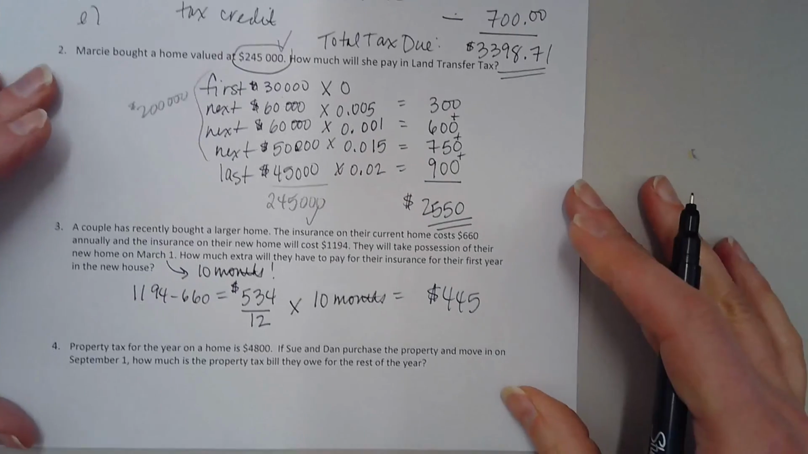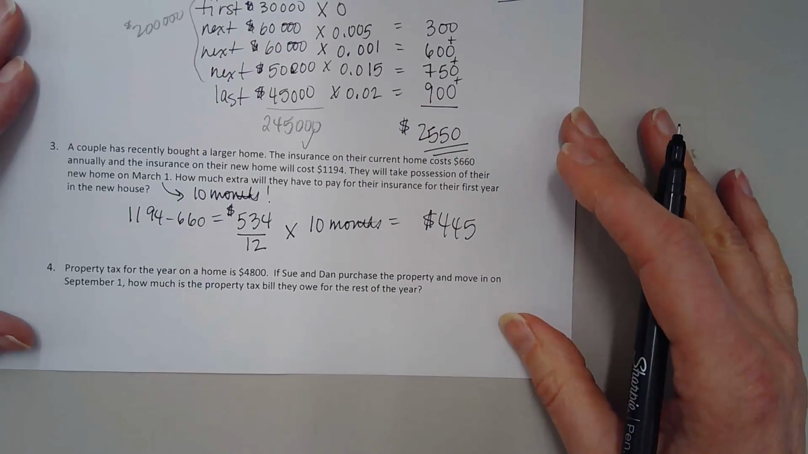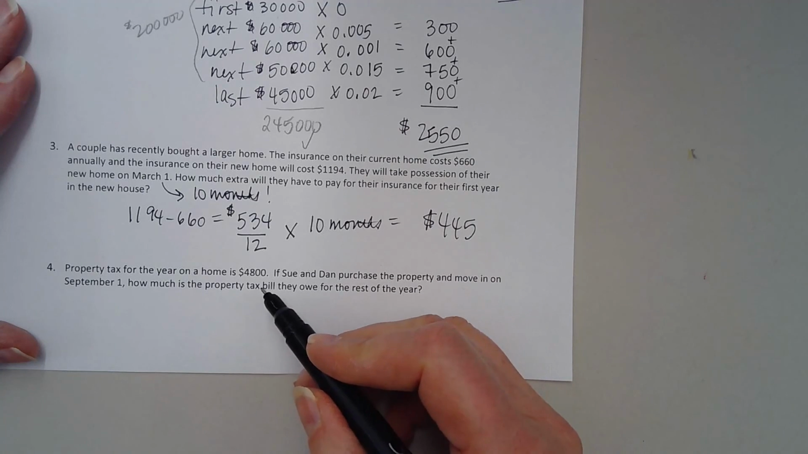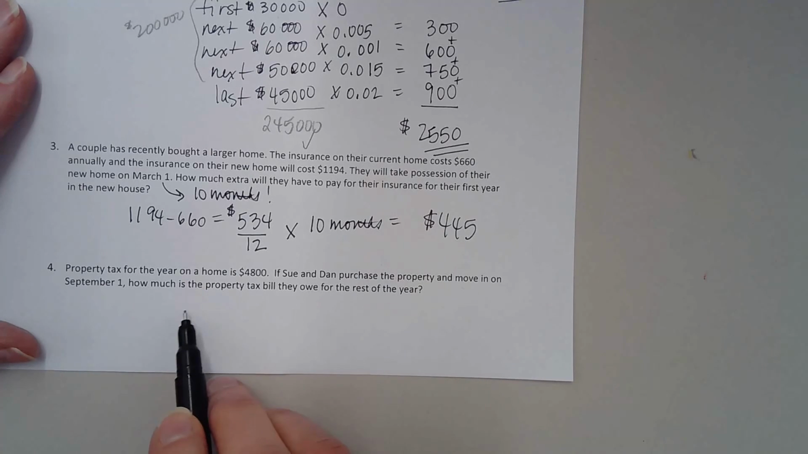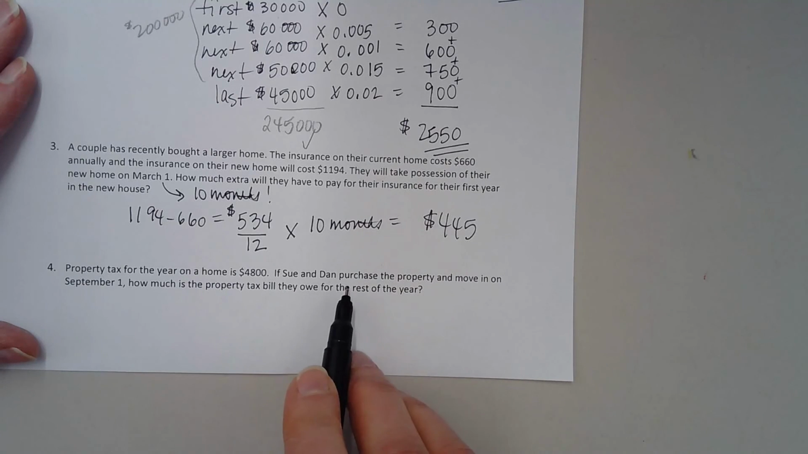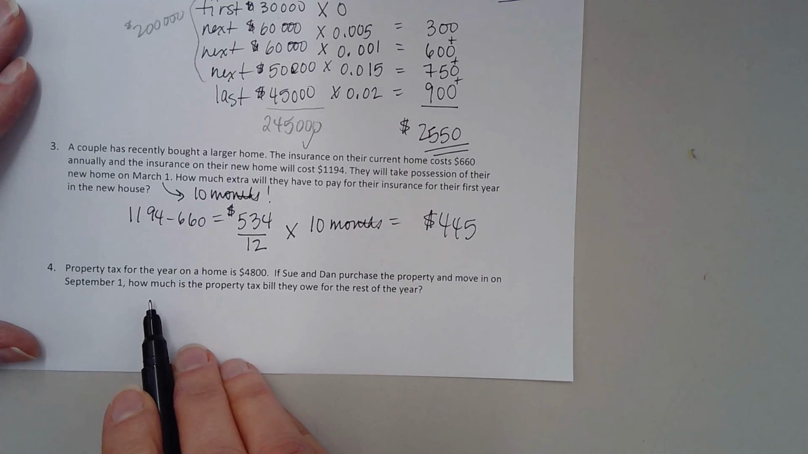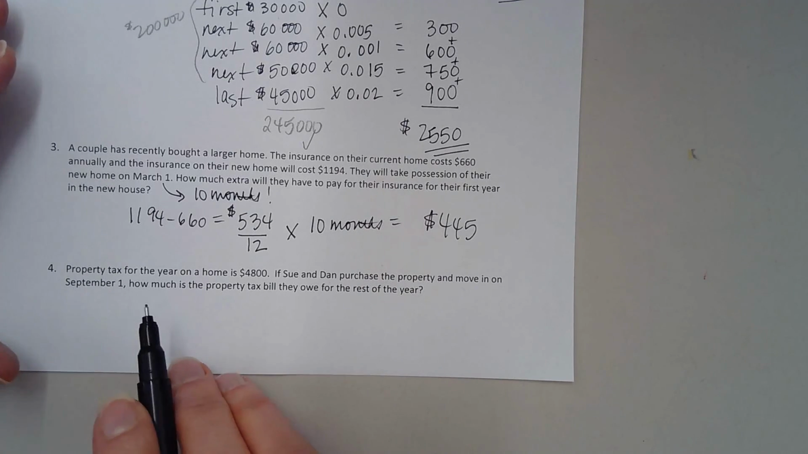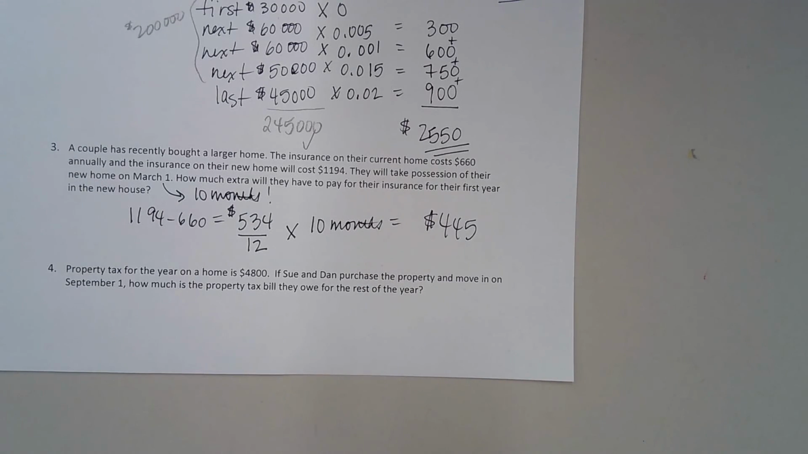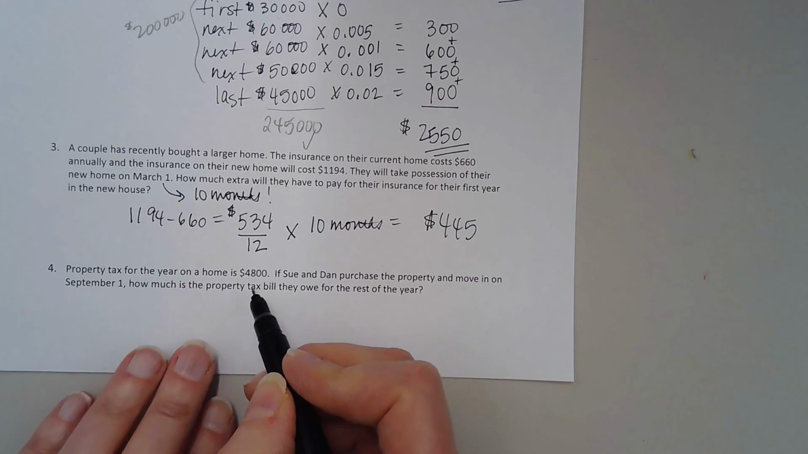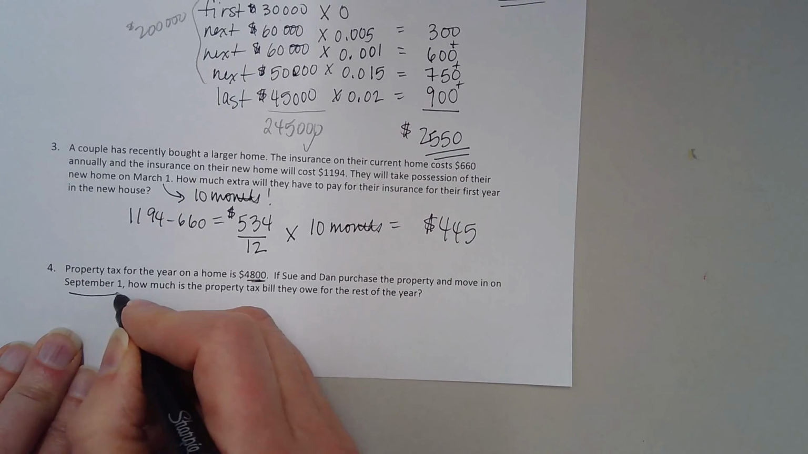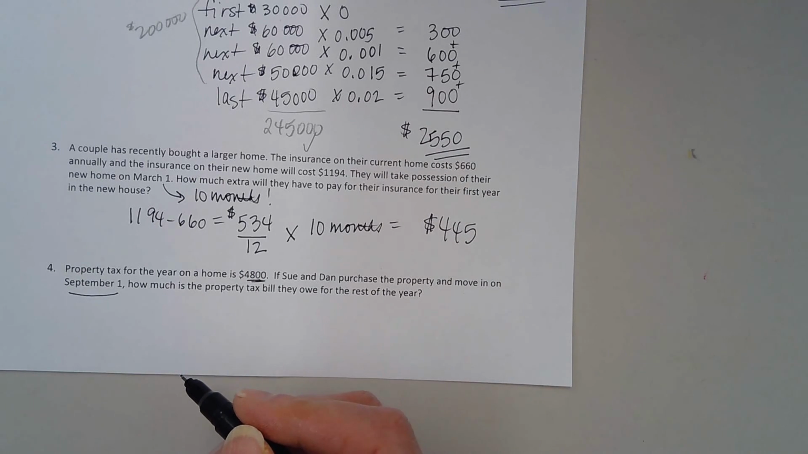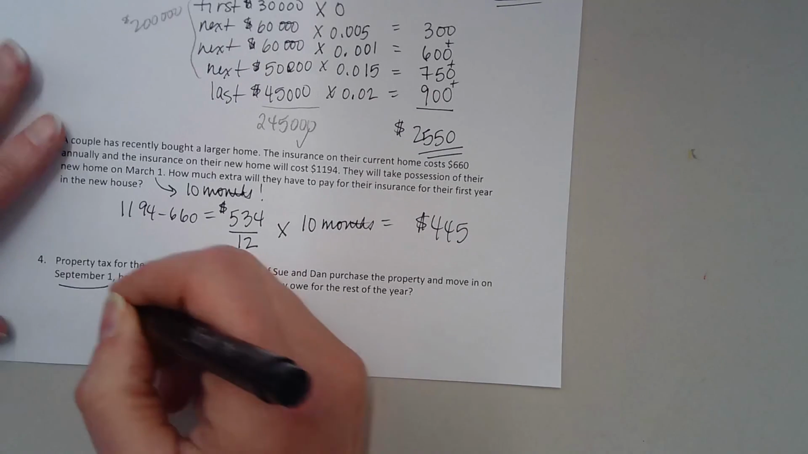Okay, let's do this last one. Property tax is $4,800. It was paid in full by the previous owners, right? Sue and Dan buy the property and move in on September 1st. How much property tax will they owe? They're going to owe the old owners, right? The old owners of the home paid the full tax, but Sue and Dan move in. How many months of the year will they be in the house? 4 months. Yeah.